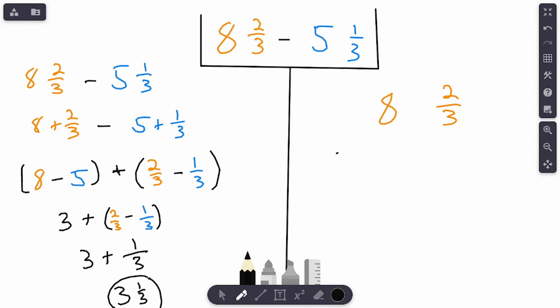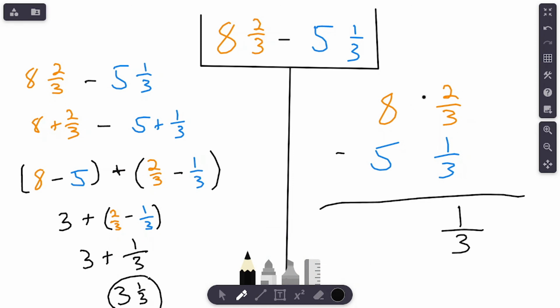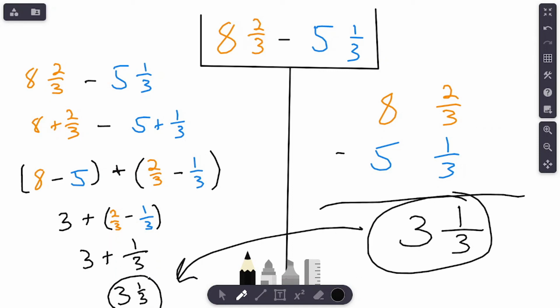Okay, let's see. We should get the same exact answer in our other strategy. Let's see if we get the same answer here. Line the fractions up, line the whole numbers up, subtract the fractions. 2 minus 1 is 1. Denominator stays the same. 8 minus 5 is 3. And either strategy you use, ladies and gentlemen, you will get the same exact answer.